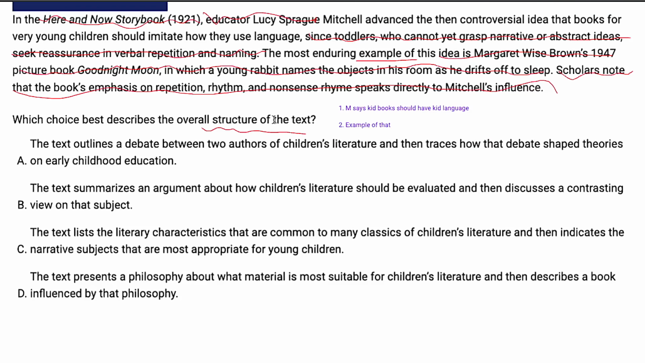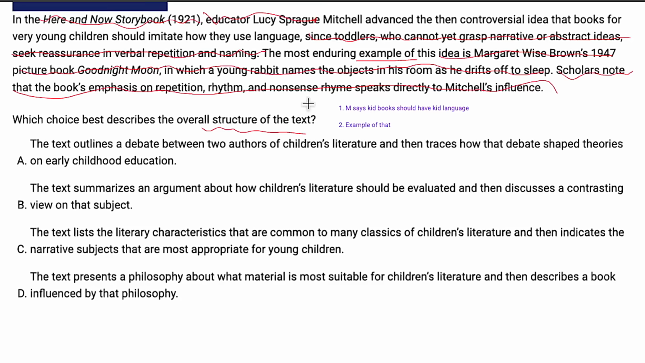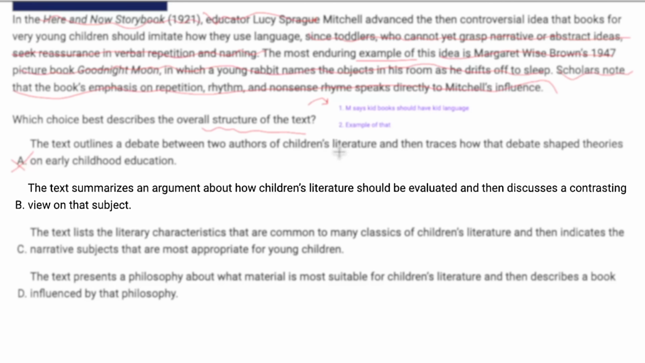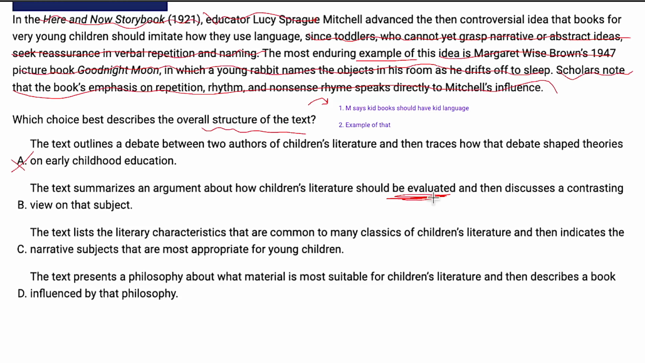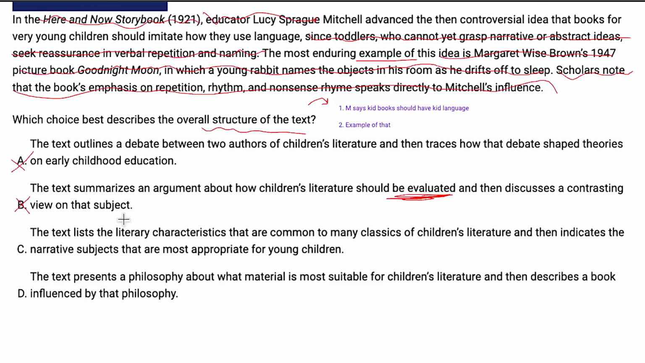Cool. So now I'm going to go through and eliminate. Choice A, outlines a debate. No, I'm looking for this one person saying kid books should have kid language. So that's not a debate. B, summarizes an argument. Okay, I like that. About how children's literature should be evaluated. So there's an issue. It's not about how it should be evaluated. It's about the content of those books, how they should be written. So B doesn't work. C, the text lists the literary characteristics that are common. It does not list what's common. It says what this M person thinks should be the way they're written.